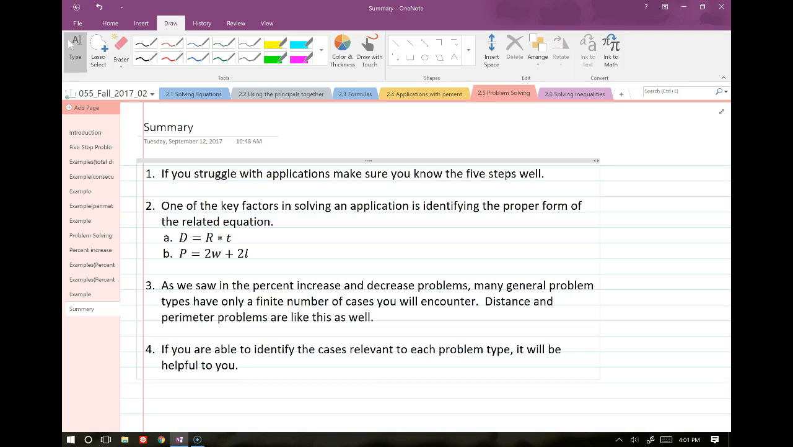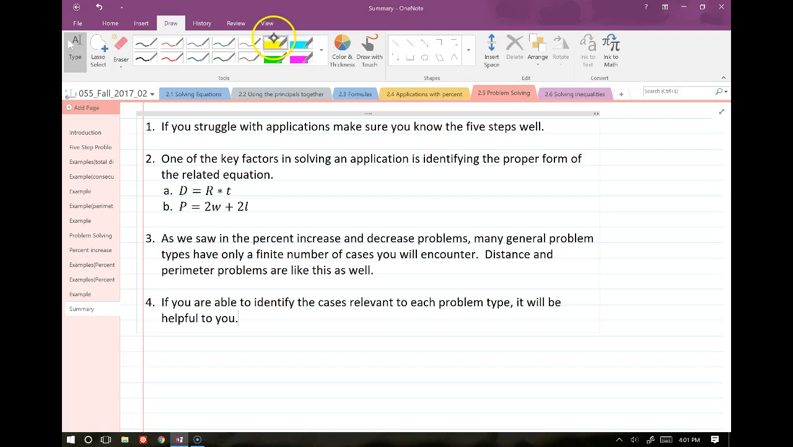If you have any particular type that you're having problems with, you can let me know, and I can make some extra videos where I check my own work and put them up online, just for some extra examples. One of the key factors in solving applications is recognizing the formula you're going to use. Some of them we use distance, some of them we use perimeters, some of them we use the angles of a triangle.